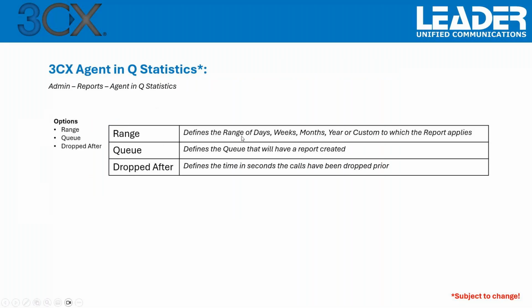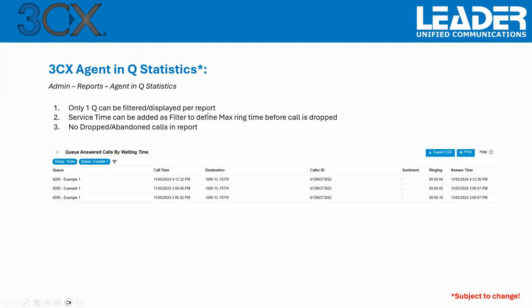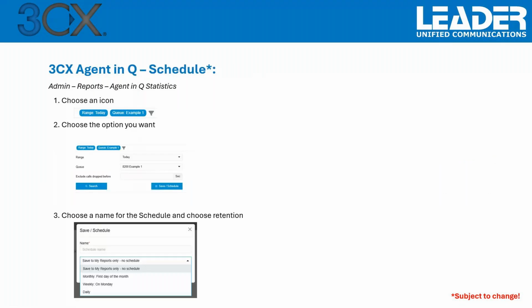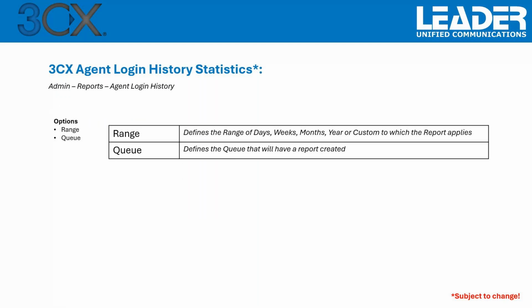Agents and queue statistics. We have the range again, which defines the range of days, weeks, months, years, or a custom range. The queue defines the queue that we have a report created. Dropped after defines the time in seconds the calls have been dropped prior. Again, we can only filter one queue. We cannot have multiple queues that we can filter. The service time can be added as a filter to define the maximum ring time before a call is dropped. And then here we see there is no dropped, abandoned call in the report from that perspective. Again, the schedule is literally the same. It's just that you have it then when you get the PDF.